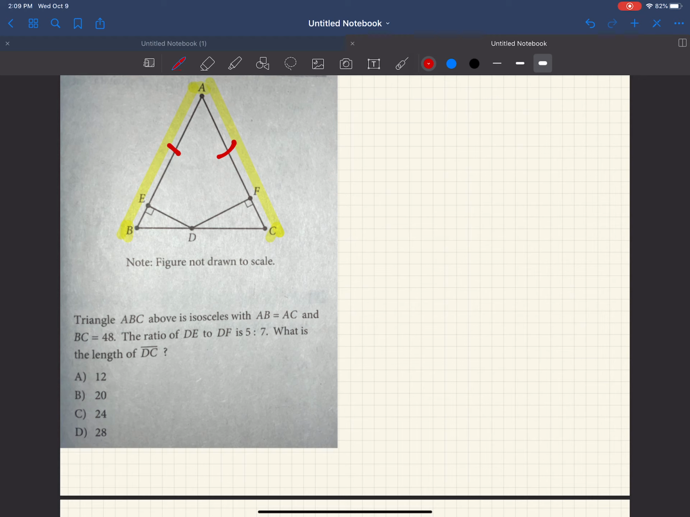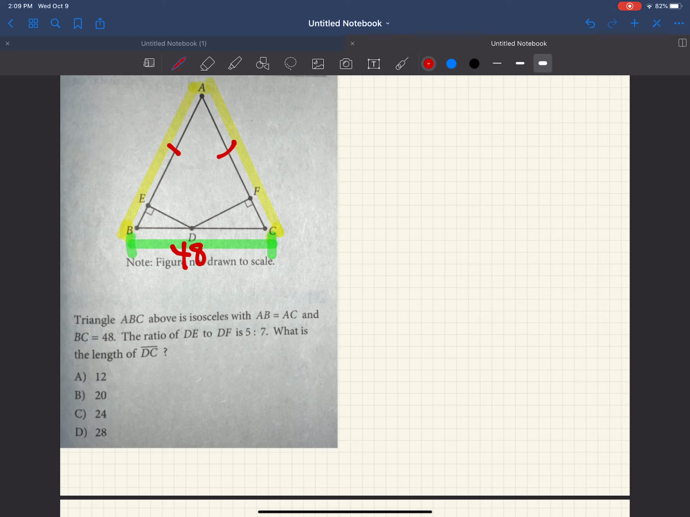So AB equals AC. And BC, okay, so we've got this one. So let's go ahead and highlight this one. Do that in green. So this whole thing here in green. Okay, so what's the whole thing? Is 48. Okay, so they give us the measurement 48.